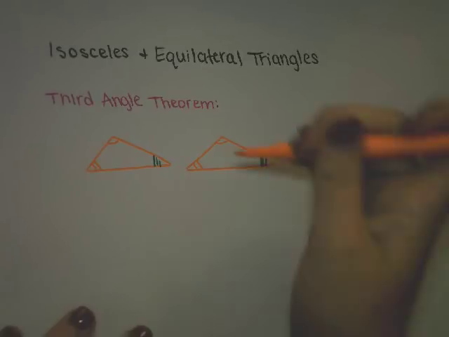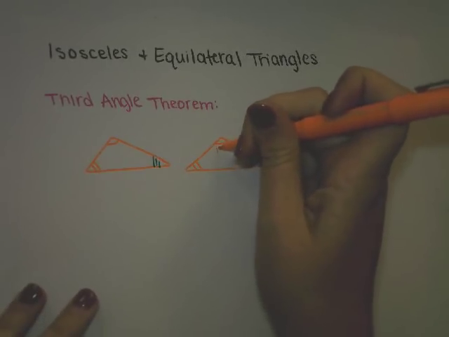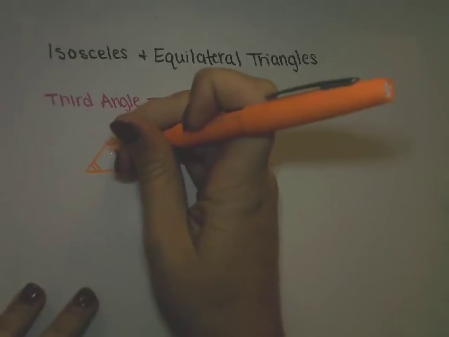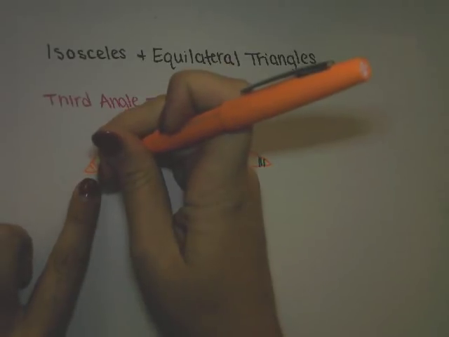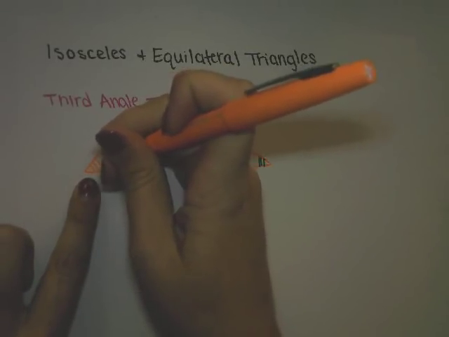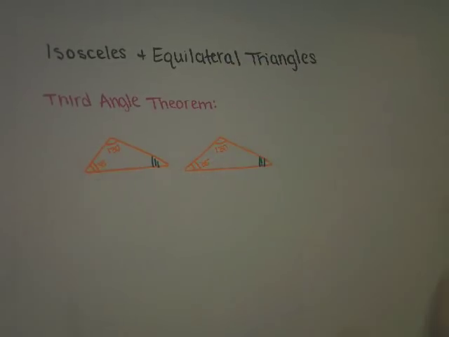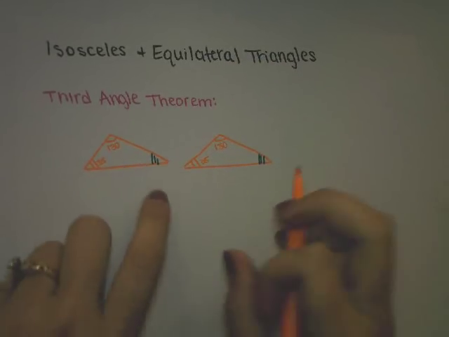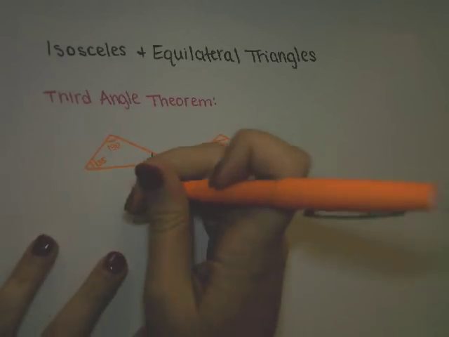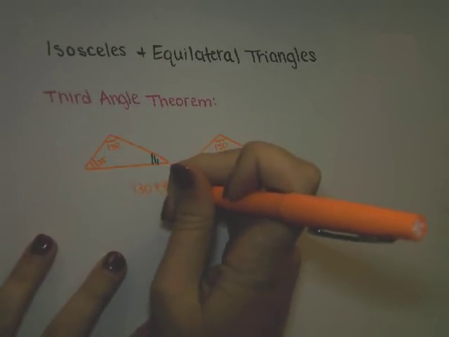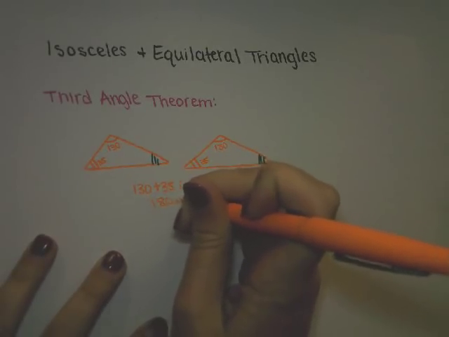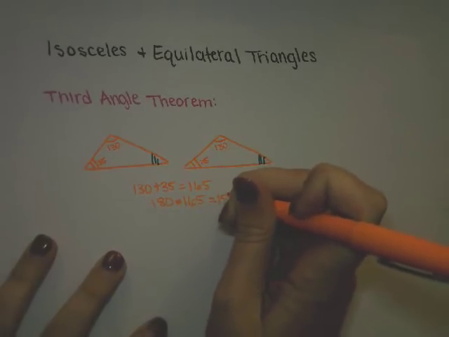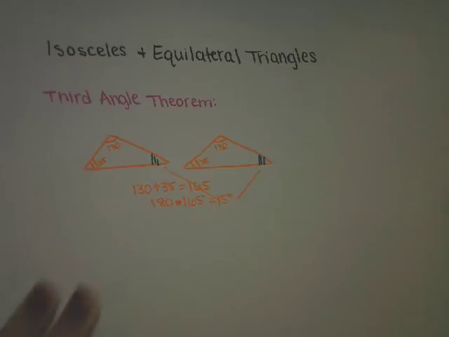If we think about this with numbers, this is an obtuse angle. We call this maybe something like 130 degrees. We say those are the same. And then we have these that are the same, maybe, I don't know, 35 degrees. Then we would solve the exact same equation to figure out that these are also the same. So we have 130 plus 35 is 165. Take that away from 180 degrees, and then these angles would be the same. So that is what the third angle theorem states.